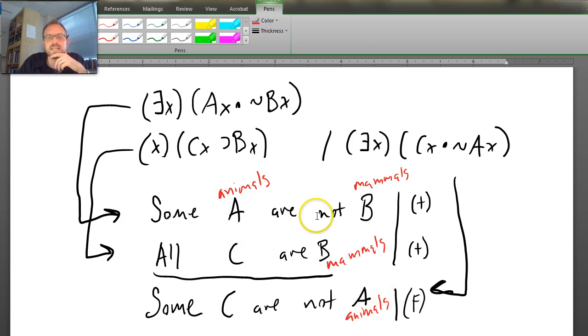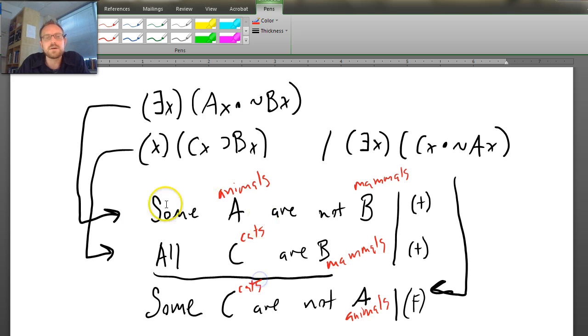So what should C be? I need to come up with something that's true in this statement, something that's false in this statement. What if we made C cats, right? All cats are mammals, therefore some cats are not animals. So that's obviously false, and that's obviously true. So cats works great here as a substitution instance, right?